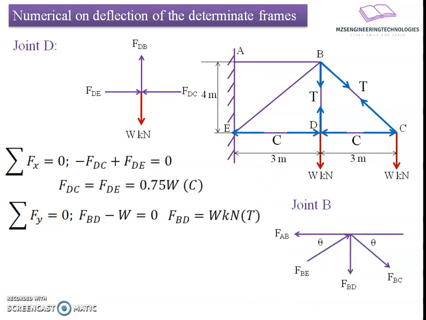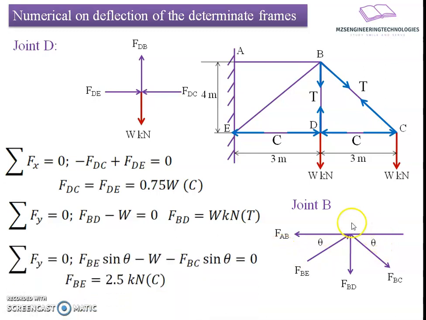Now we'll move towards the joint B, where we'll identify there are four forces acting at the joint B: FAB, FBE, FBD and FBC. Among these, FBC and FBD have been evaluated by us in previous cases, where the unknowns are only FBE and FAB.